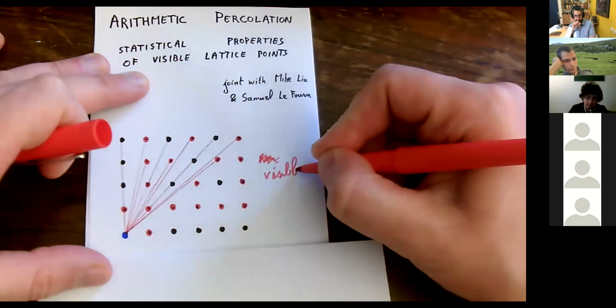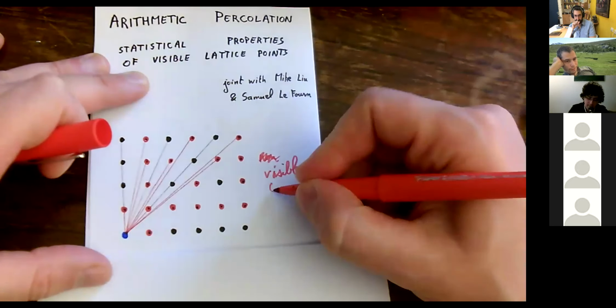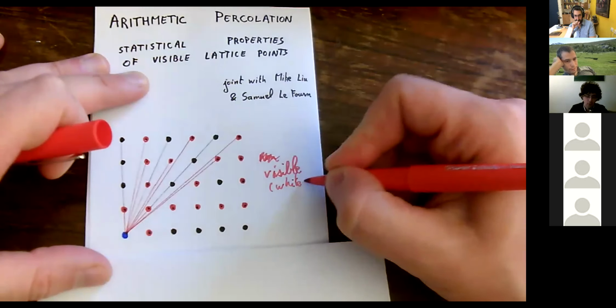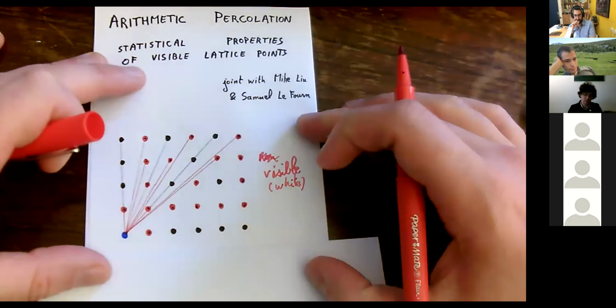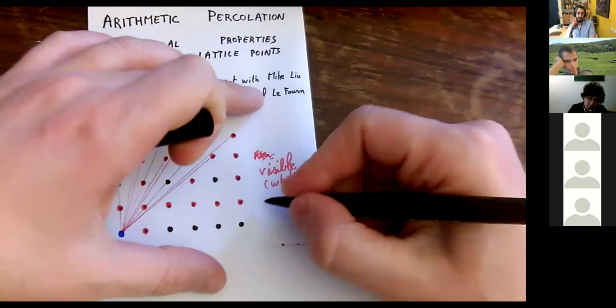So in red, I put visible points. They will become white in other pages. It's just for this first page that I put them in red. And non-visible points are in black.